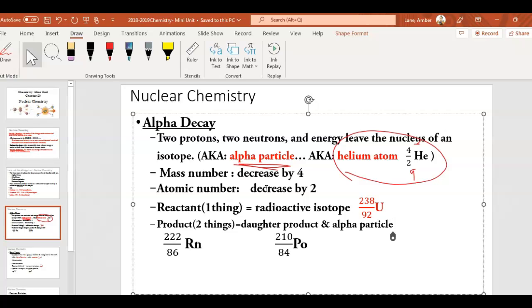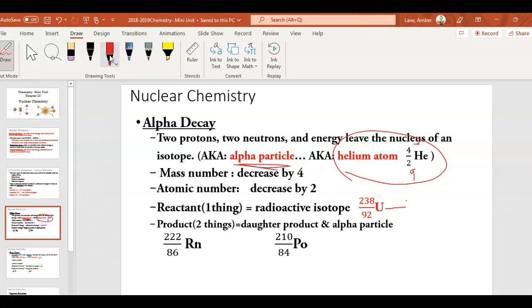Okay, so when it comes to alpha decay reactions, you always start with one single reactant, okay? And it's some sort of radioactive isotope, like uranium-238. So let me see if I can draw on my screen here. Okay, so this is how the reaction works. In alpha decay, we have this one single reactant, our radioactive isotope.